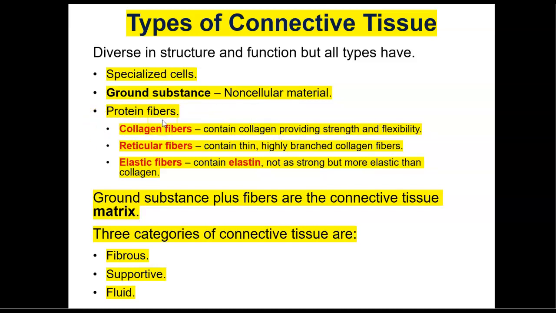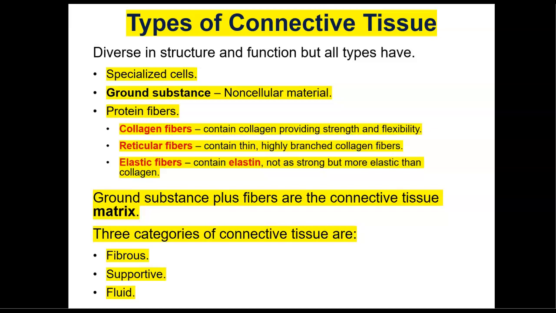Then there are protein fibers, and you're either going to find one of these fiber types or a combination of all three, but these are the three fiber types that are produced in connective tissue matrix. So collagen fibers provide strength and flexibility. Reticular fibers are highly branched, very thin collagen fibers.